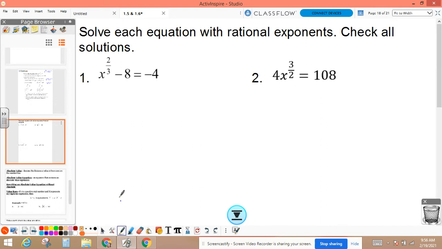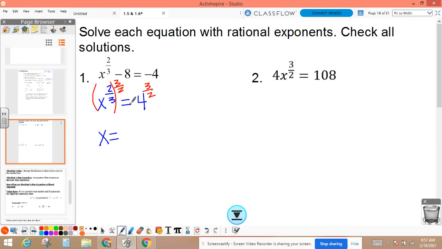Here we go. So we need the variable by itself, so we're going to add 8 to the other side. So if we add 8 to -4, we get +4. All right, so now if I raise this to the 3/2, which is just this guy flipped over, then I'm just going to get x to the first, x to the 6/6, or x to the first. But if I'm going to raise one side to a power, I've got to raise the other side to a power.